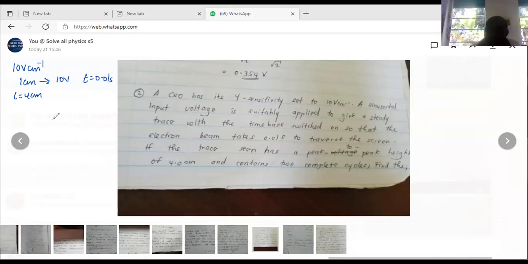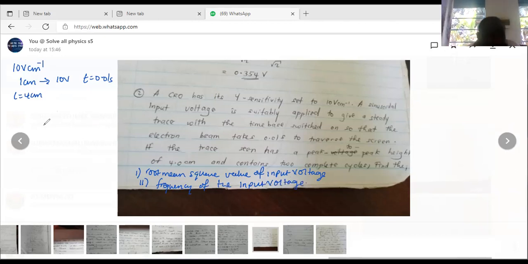Find Roman 1. Oh, I didn't put the questions. Roman 1. Find the root mean square value of the input voltage. Then 2, frequency of the input voltage.